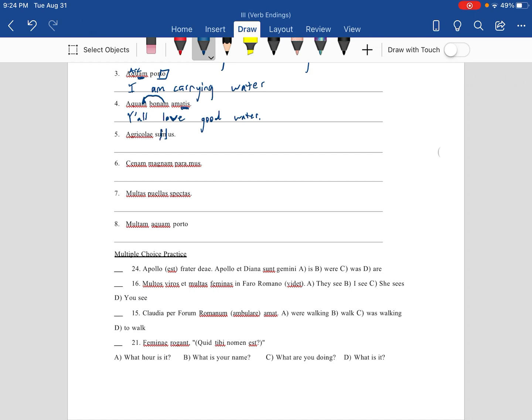Sumus, whoa. We are farmers. Alright, parabimus, we are preparing, or we prepare. AM is matching up with that AM. A large or a great dinner.